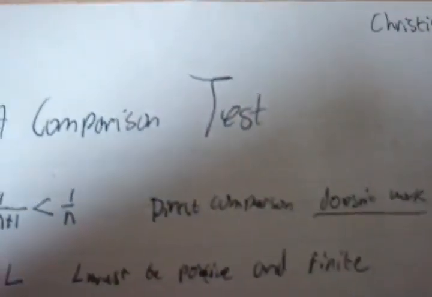To start out, you use this test when you have a function that you can't use the direct comparison test on, like the function 1 over n plus 1. That function is less than 1 over n, and 1 over n diverges, so you can't use the direct comparison test. Because it's bigger, it means you can't tell anything about 1 over n plus 1.